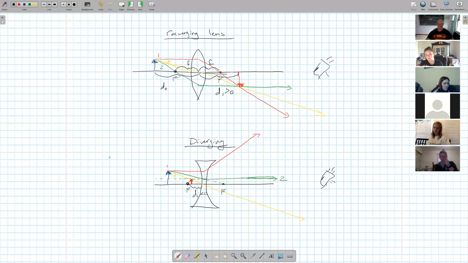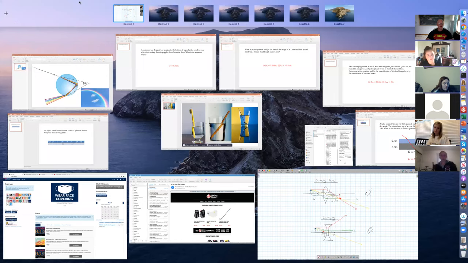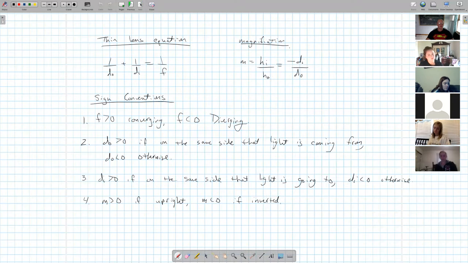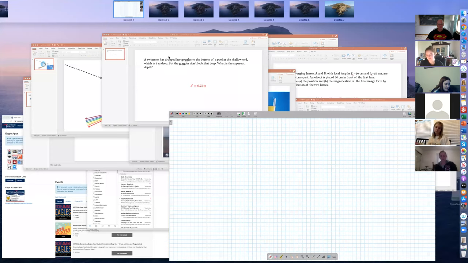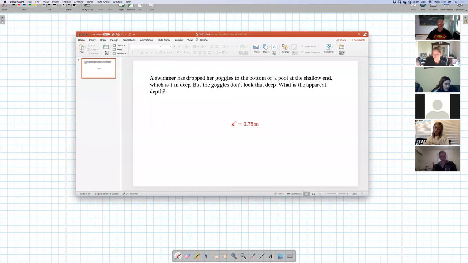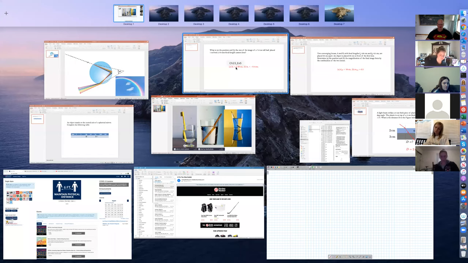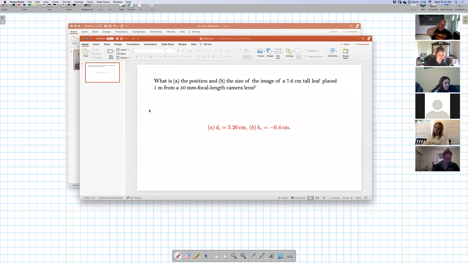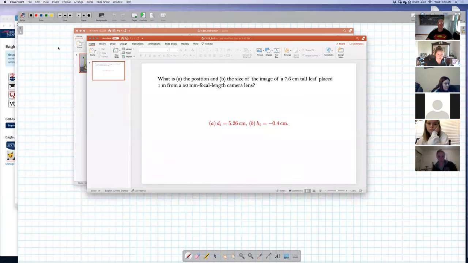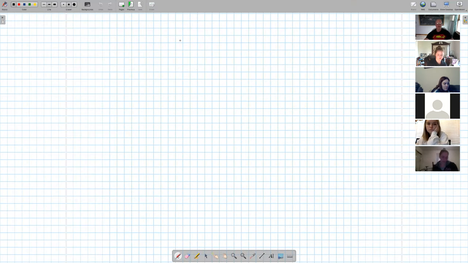So these are lenses. I think we have time to do one short example. Example number five. This says, what is A, the position, and B, the size of the image of a leaf placed 1 meter in front of a 50 millimeter focal length camera lens. A camera lens is actually going to be a converging lens. So here's our converging lens.